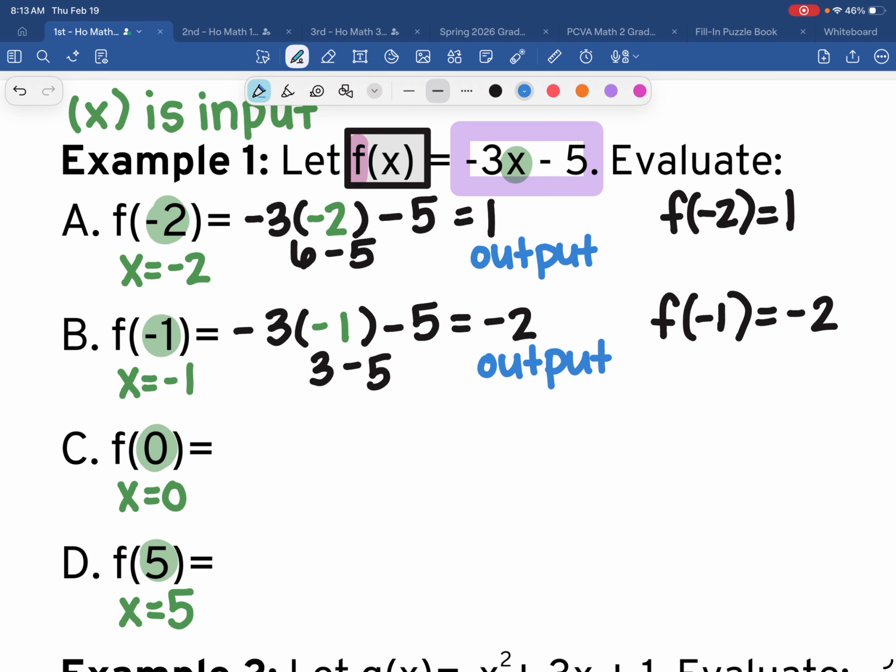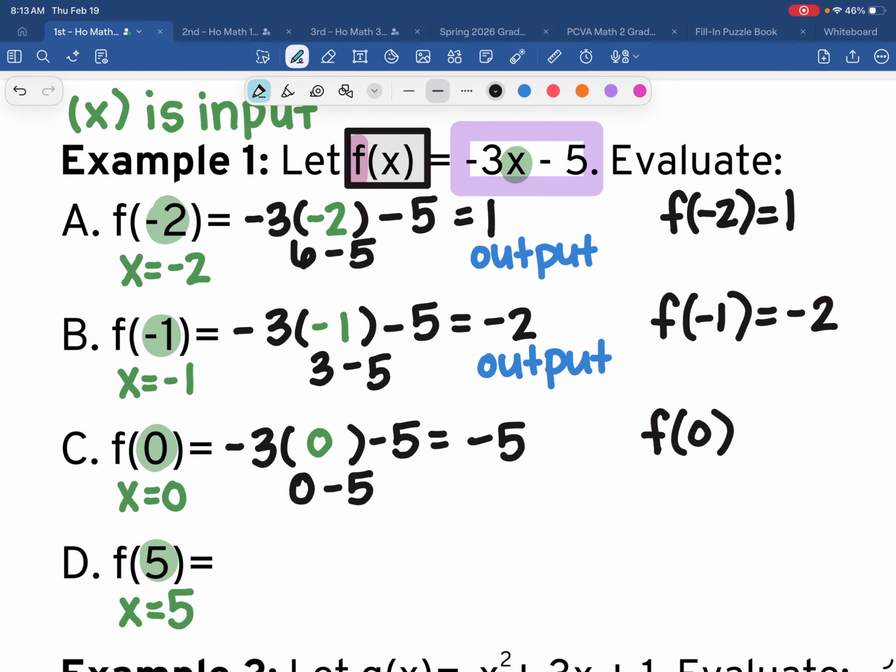And again, that process is the exact same over and over if you're doing the same function, no matter what number you are inputting. So in the parentheses is my input value. All right, so for this one, I've got -3 times 0, so that's going to be 0. And then 0 minus 5 is going to give me an output of -5. So my output is negative 5, so that I now know and I can state that f of 0 is equal to negative 5.